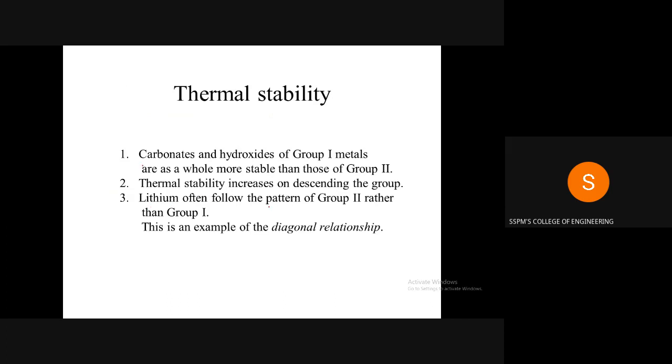Lithium often follows the pattern of group 2 rather than group 1. So it is an exceptional case. Lithium belongs to group 1, but it follows the pattern of group 2. This is an example of diagonal relationship. Diagonal relationship means what? Though lithium belongs to group 1, it follows the pattern of group 2 related to thermal stability.